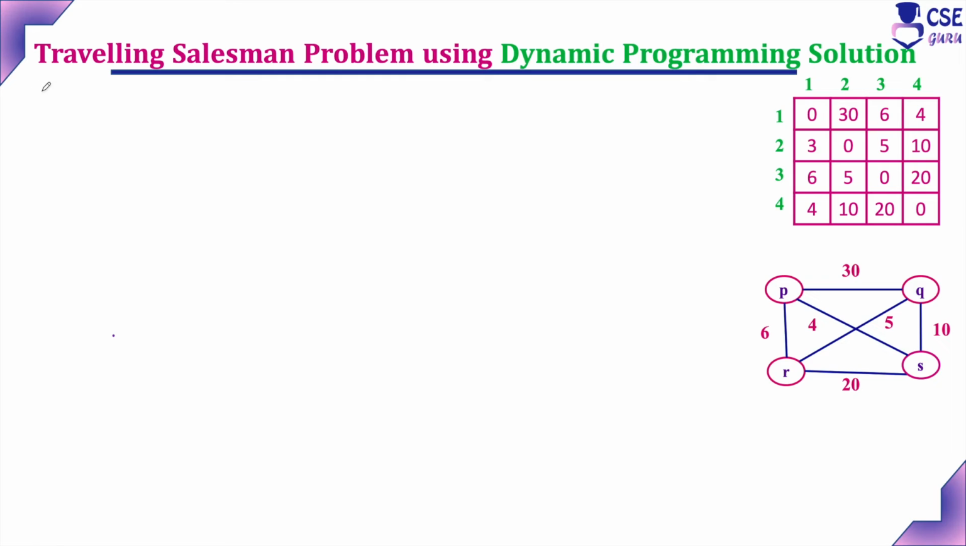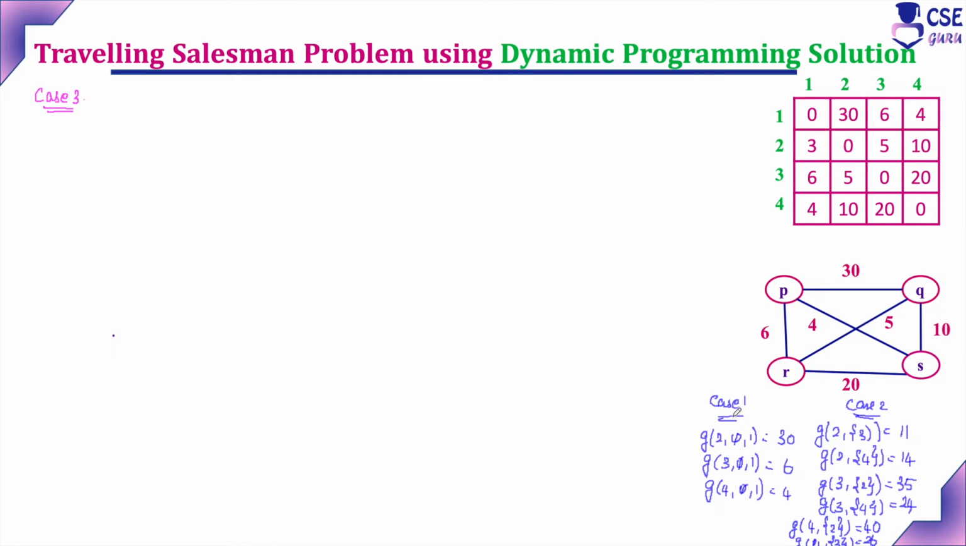Next is case 3. And here if you are considering, this is the case 1 values and case 2 values which is required to implement case 3. And case 3, if you are considering, modulus S is equal to 2. And the function is G of I comma S is equal to minimum of J belongs to S, Cij plus G of J comma S minus J. We need to subtract this J.